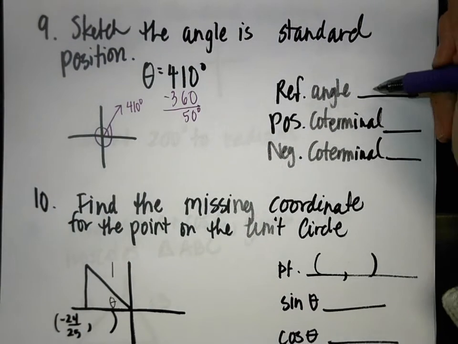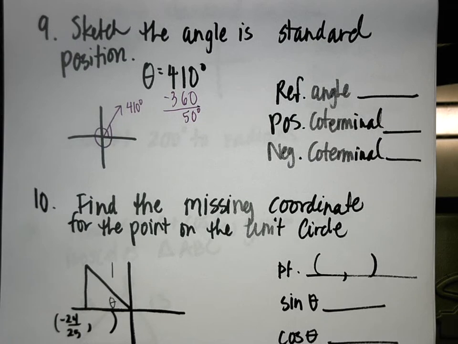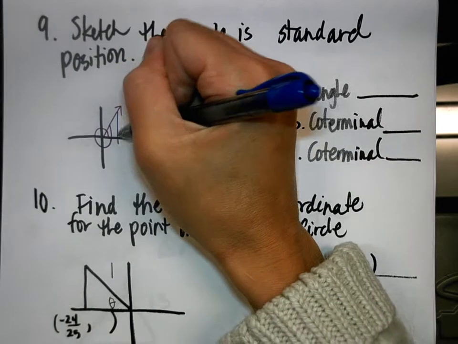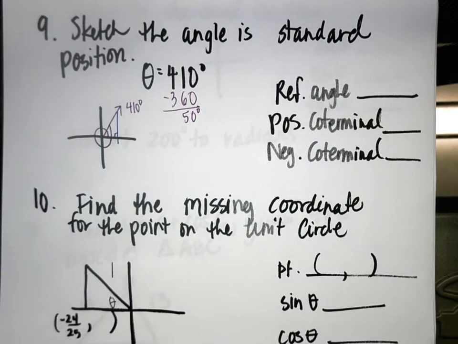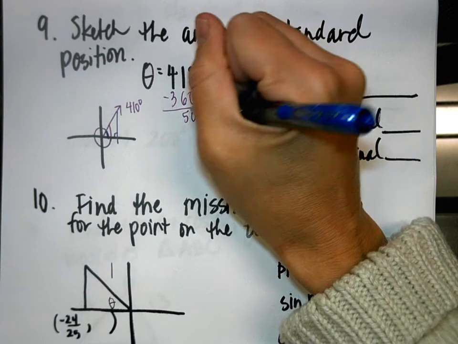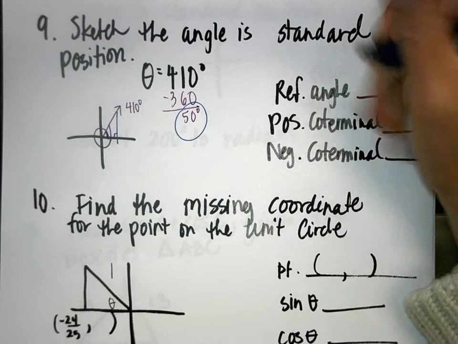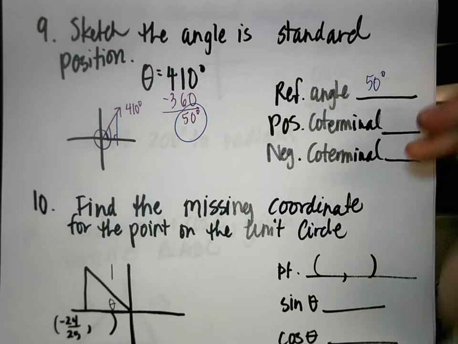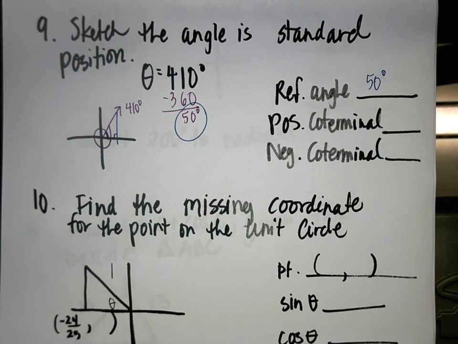The reference angle, again, we know is always positive, always goes to the x-axis, always less than 90 degrees. My reference angle is this little piece right here, which we know is actually 50 degrees. A positive coterminal angle is, I'm going to have to make this into 2 videos.